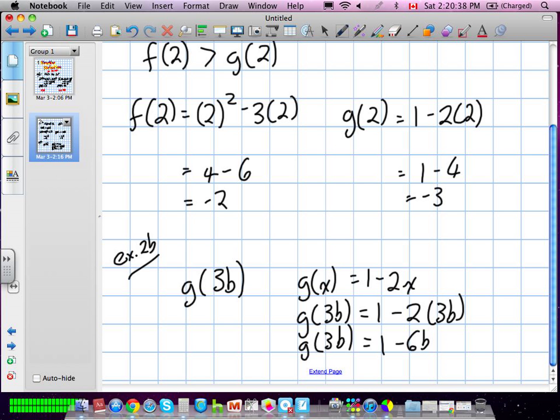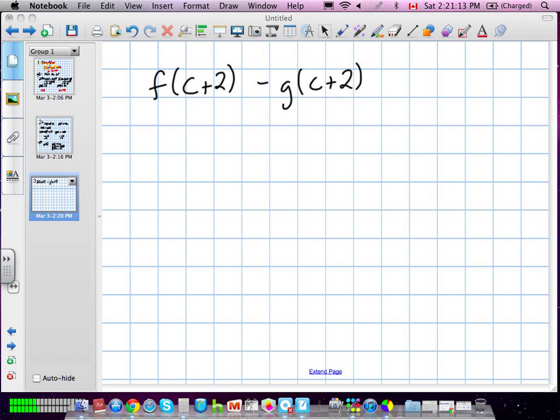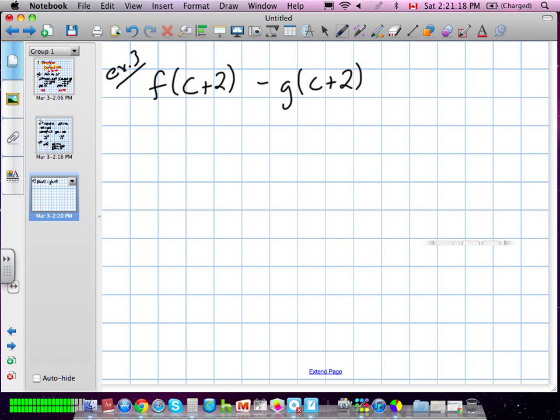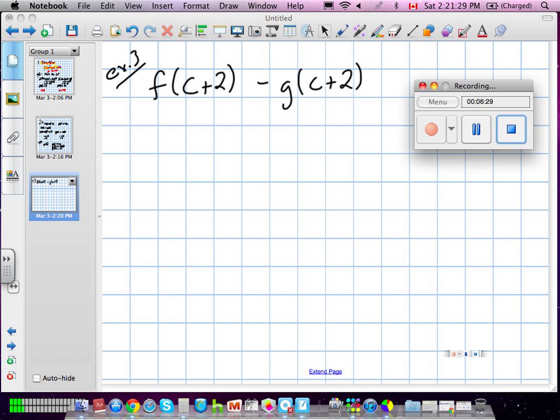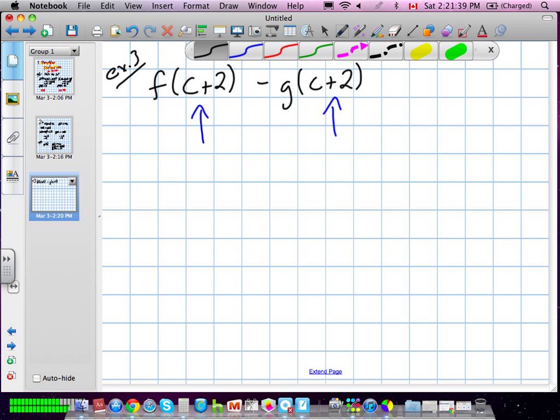Okay. And then finally, the third type they can work with here. Here's another one we can solve. Example 3. The last example here, what they've done is instead of x, again, they have different inputs. They're putting in the letter c. Now, if you remember, we'll quickly write in red what the old equations were. f at x was equal to x squared minus 3x, and g at x was equal to 1 subtract 2x.